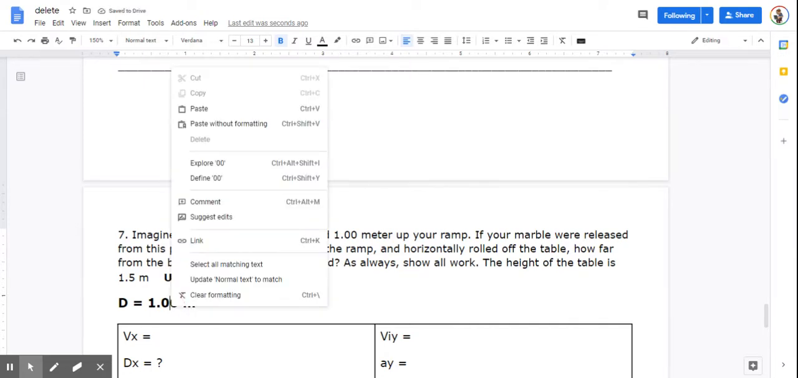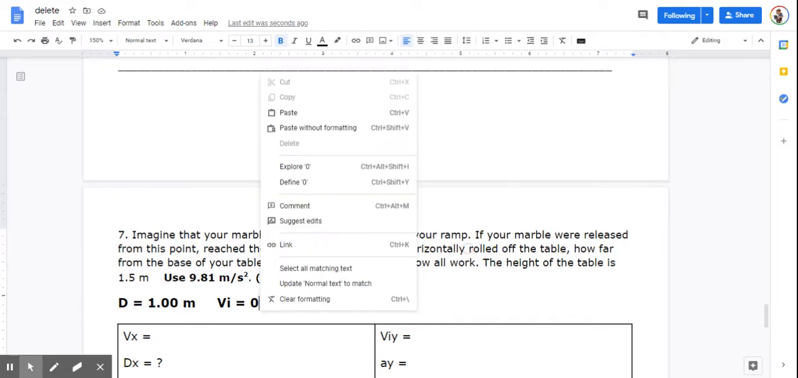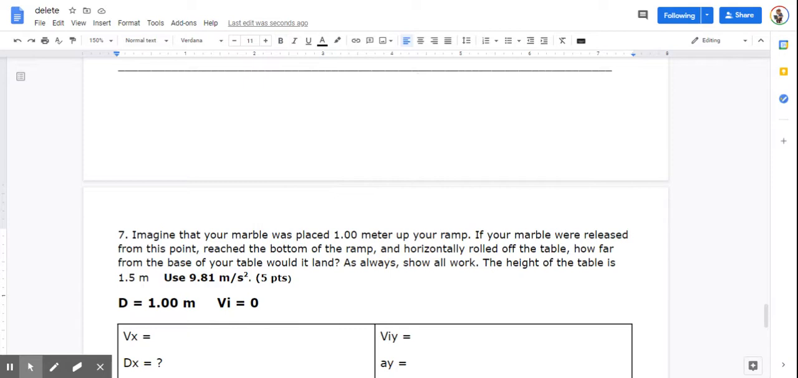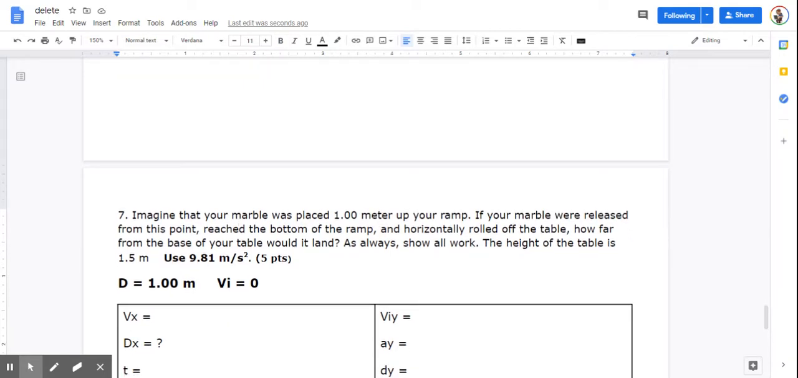If your marble is released at that point, placed at the top of the ramp in the very beginning, VI equals 0, and it rolls down that ramp. At the bottom of the ramp, it'll have a velocity. It'll roll down to the bottom and then launch horizontally off the table. What you ask here is, once it rolls off the table, how far from the base will it land? That's actually dx. So that's part 2. This is a two-part problem.